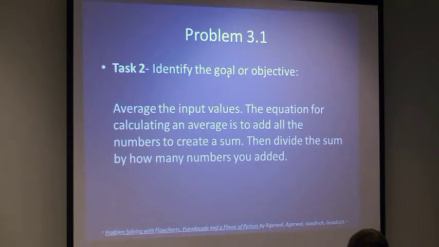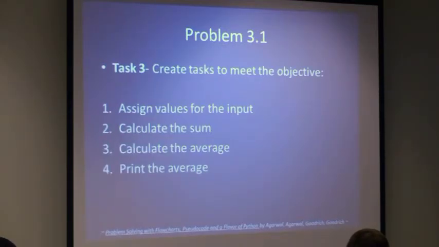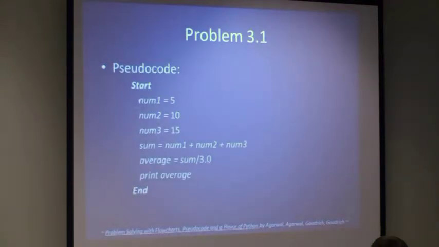Then you got to identify the objective, which is to figure out the average and print it out. Input and output. And then the equation, of course, is take the sum first and then divide by 3 in this case. Okay, so this is almost like pseudocode. Assign values for the input, calculate the sum, calculate the average, print the average. So does this depend on calculating the average first? Yes. So that's roughly dependent. Does calculating the average depend on calculating the sum? Yes. So this will be more precise as soon as we look at the pseudocode for that.